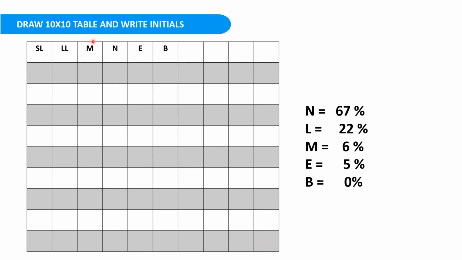Then you have to count how many neutrophils were present in your peripheral smear. So if there were 67, then write down N equals 67%. If the lymphocytes, both small and large in total, were 22, then you have to write down 22%. If monocytes were 6, write down 6%. If eosinophils were 5, then write down 5. If there were no basophils, then write down 0. So this is the differential count of your peripheral smear.